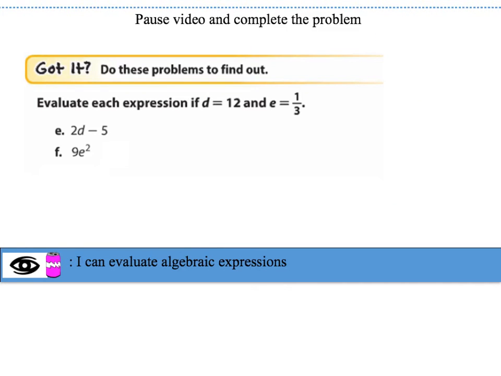So pause the video and complete these got it problems, and we'll discuss the answers in class tomorrow. Notice there are two got it problems on this slide, got it problem E and got it problem F.